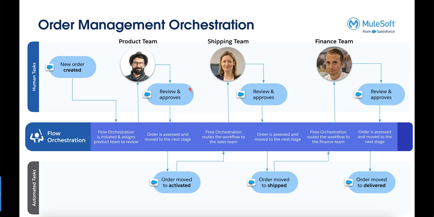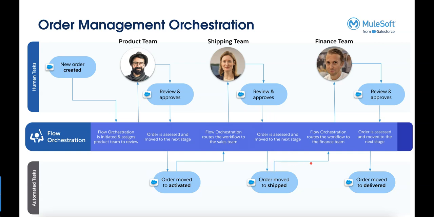Once this is approved, it automatically moves into the activated state, and the task and workflow is brought via flow orchestration to the shipping team, who now have to take a look from the shipping point of view and make sure that the order meets all the different requirements so it can be processed and shipped. Once this is reviewed and approved, the order is automatically moved to the next stage, which is shipped.